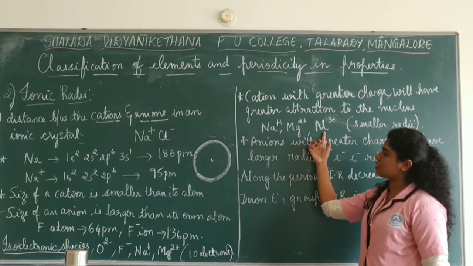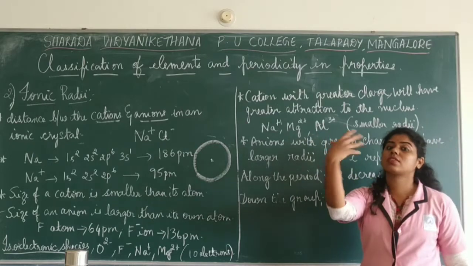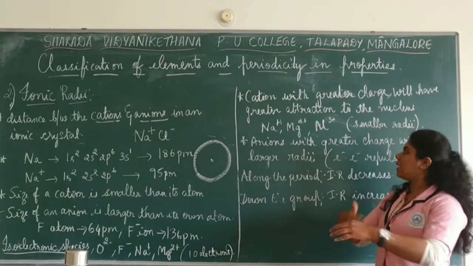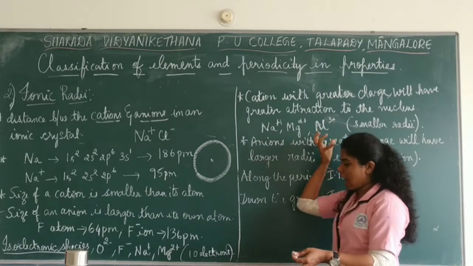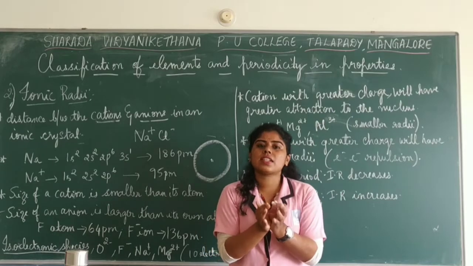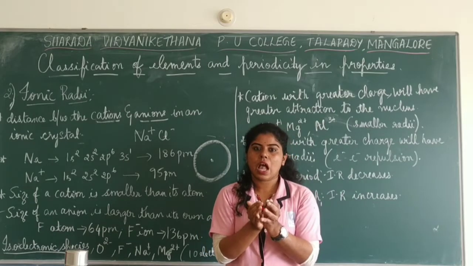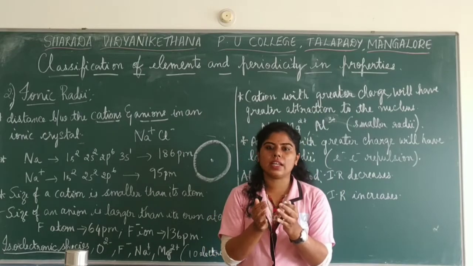Now when you compare these three, which has the greater charge? Aluminium, because it has lost 3 electrons. Now what happens when this atom has lost 3 electrons? That means only a smaller number of electrons is present there. Now what happens to the nuclear charge? Obviously it is going to increase, correct?